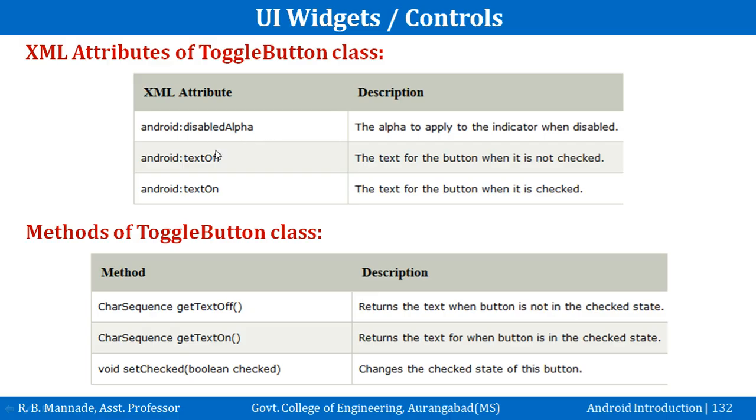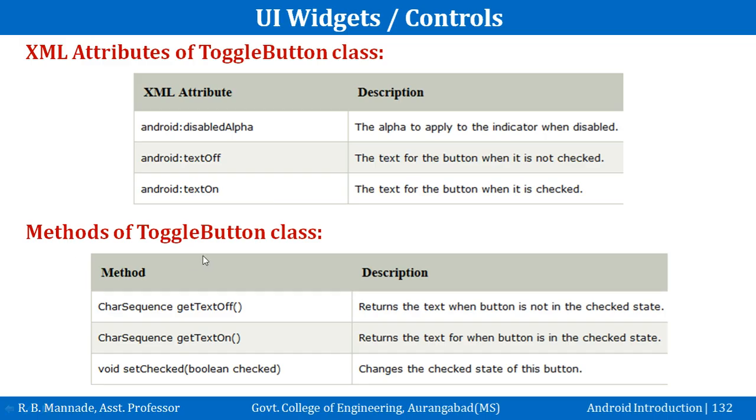Then there are some XML attributes of the toggle button class which are shown in this first table. The first attribute is called disabledAlpha, and it indicates the alpha to apply to the indicator when it is disabled. Similarly, it has two other attributes, textOff and textOn. textOff indicates the text of the button when the button is not checked. It means when it is in the unchecked state, what should its text be? It will be specified by using this textOff property. Similarly, the textOn property indicates the text of the toggle button when its state is on.